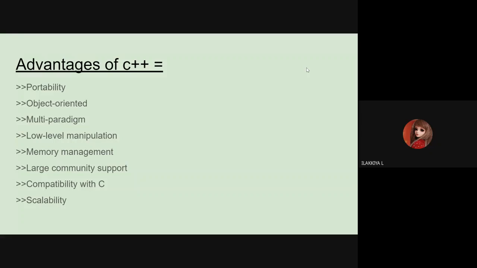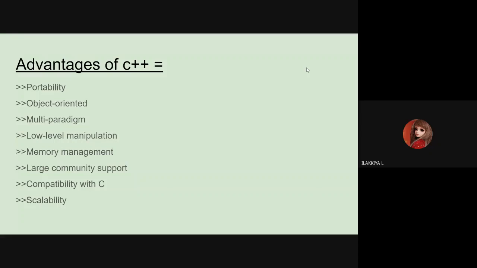The next advantage is compatibility with C. C++ is pretty compatible with C. Virtually every error-free C program is valid in C++ as well, depending on the compiler used. Every program in C can also run in a file with the .cpp extension.